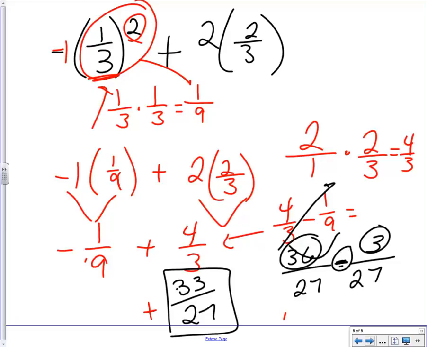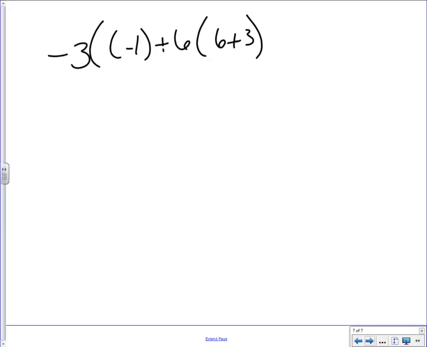All right. Let's do one last one. It's going to be -3 parentheses, -1 plus 6 times 6 plus 3 minus 8 squared. Okay, so we're looking at our order of operations.